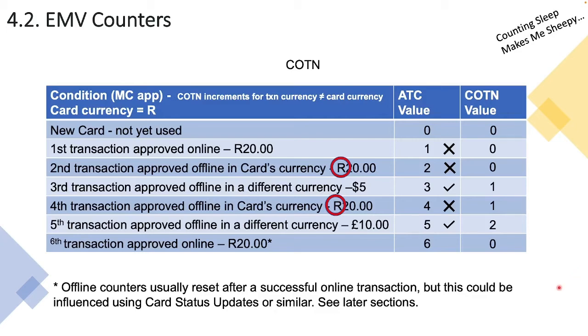Important point to note, offline counters are usually reset after a successful online transaction, but we could affect this, so we could change this behavior using something called card status updates or similar. And don't stress about it right now, we will be covering card status updates as part of a later section.